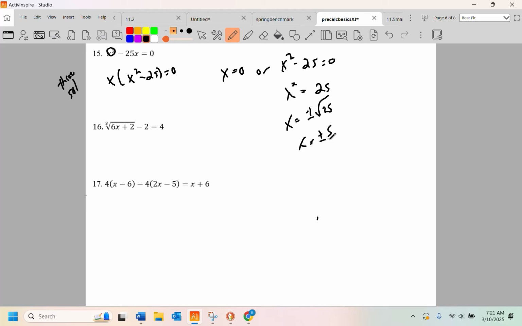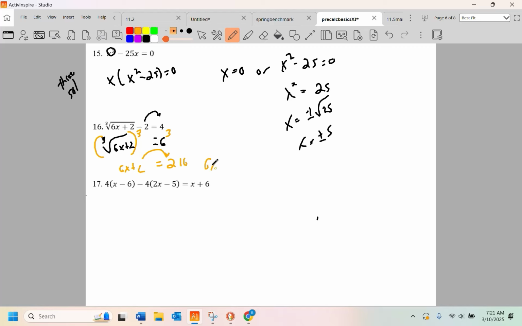16, we have a cubic root. First thing we do is we play the isolation game. We get a 6 on the right. Cubic root of 6x plus 2 is equal to 6. The opposite of cubic rooting shall be cubing. It always has been and it always will be. 6 cubed is 216. If I cube a cubic root, I get the quantity inside.